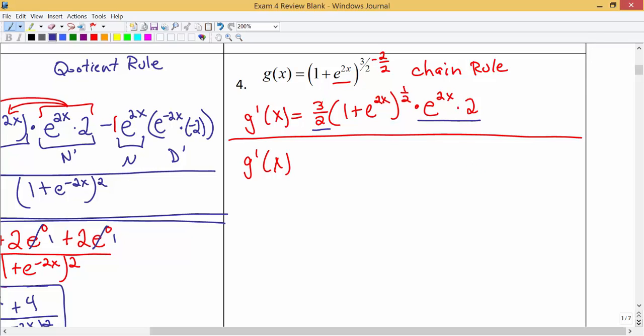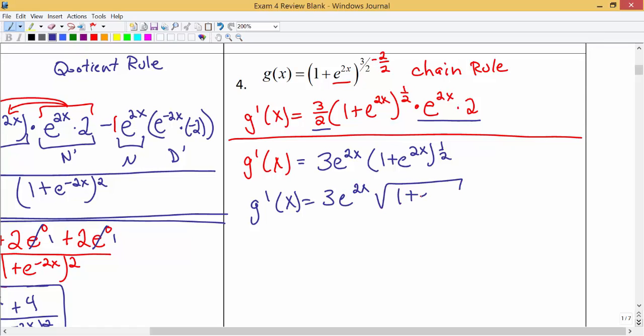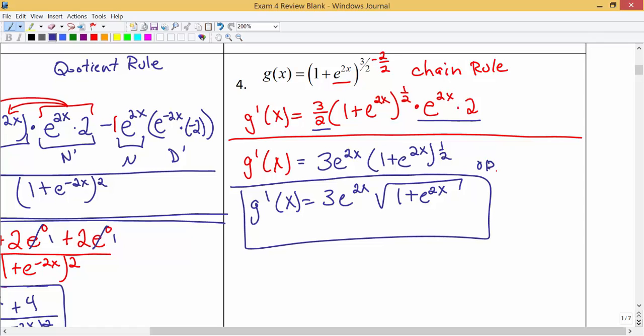2 times 3/2. Well, the 2's would cancel each other out, so I'm left with just 3. And then e to the 2x power. And then we'll write the group after that. And if you want, you could go back to the fact that raising something to the 1/2 power is the same thing as the square root of that group. So either one of these last two would be fine.